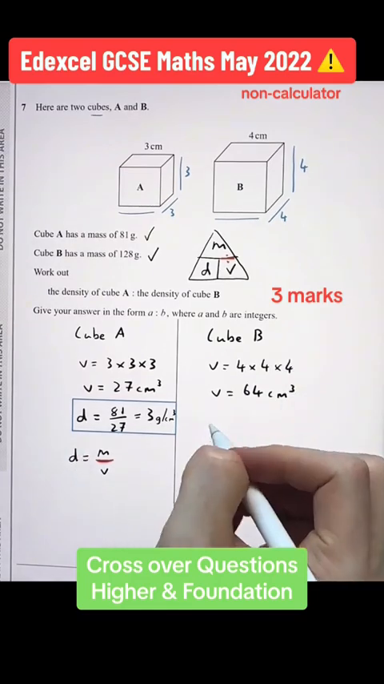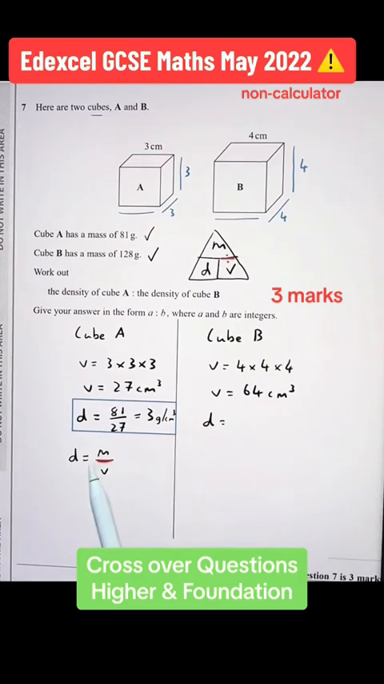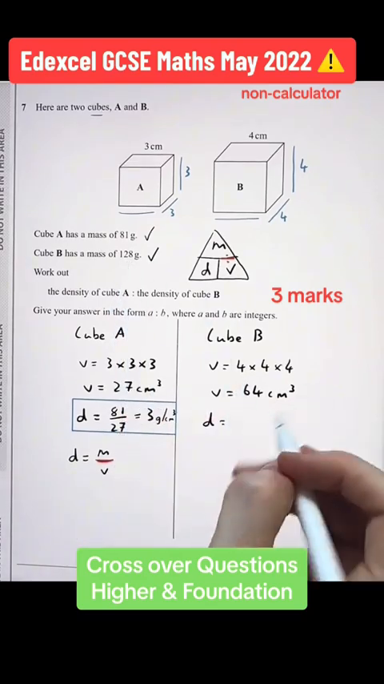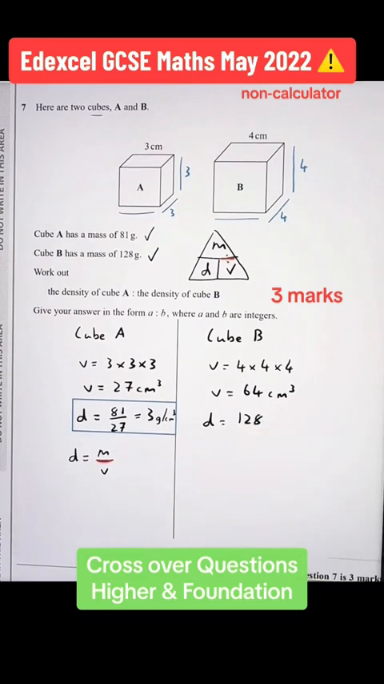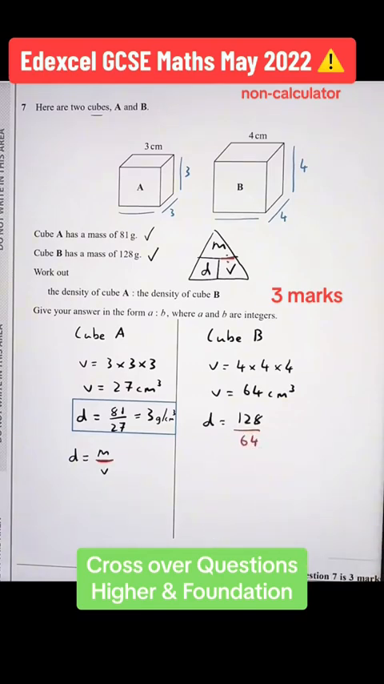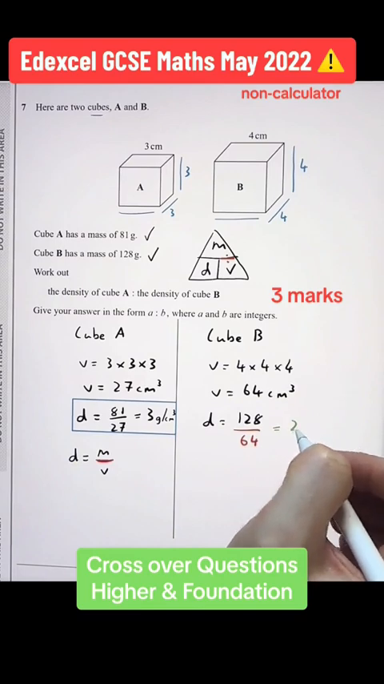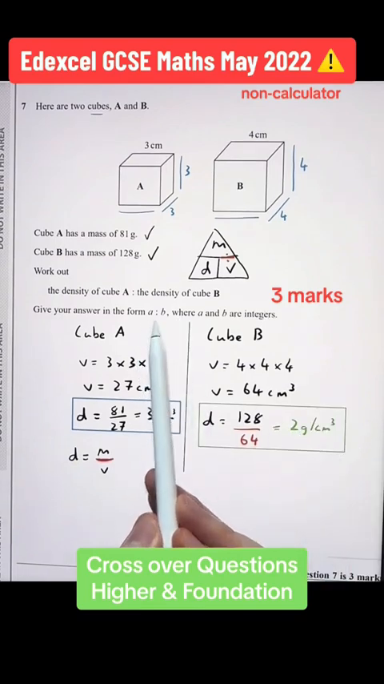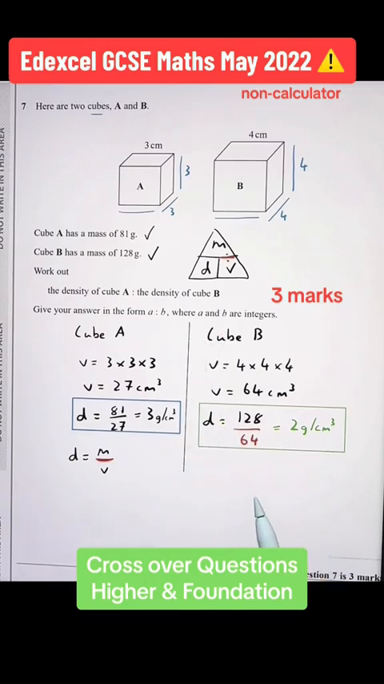To work out density, we know density is the mass divided by the volume. So the mass of cube B was 128. So 128 on the top, divided by the volume, which just worked out to be 64. And 128 divided by 64 gives us 2. We were asked to give our answer in the form of A to B, where A and B are integers. Hence, my final answer is going to be the ratio of 3 to 2.